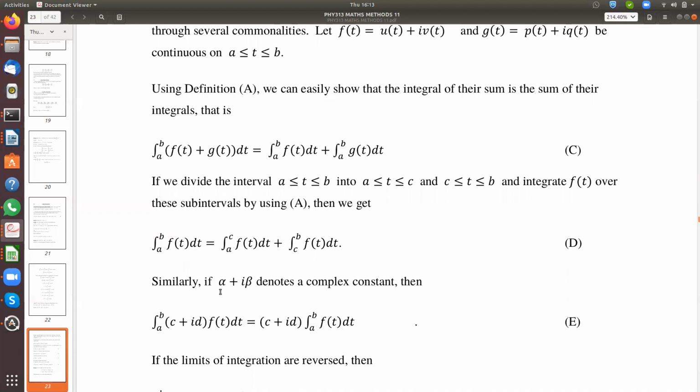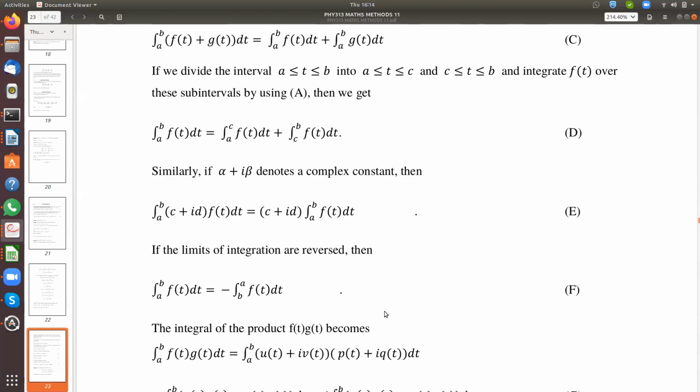So similarly, if alpha plus i beta denotes a complex constant, then this integration from a to b of c plus i d times f of t dt, you know, this is a different expression now. Because the whole of this now is a constant, you can take it out of the integral. So you have it like this, then you have this, which can be easy to integrate.